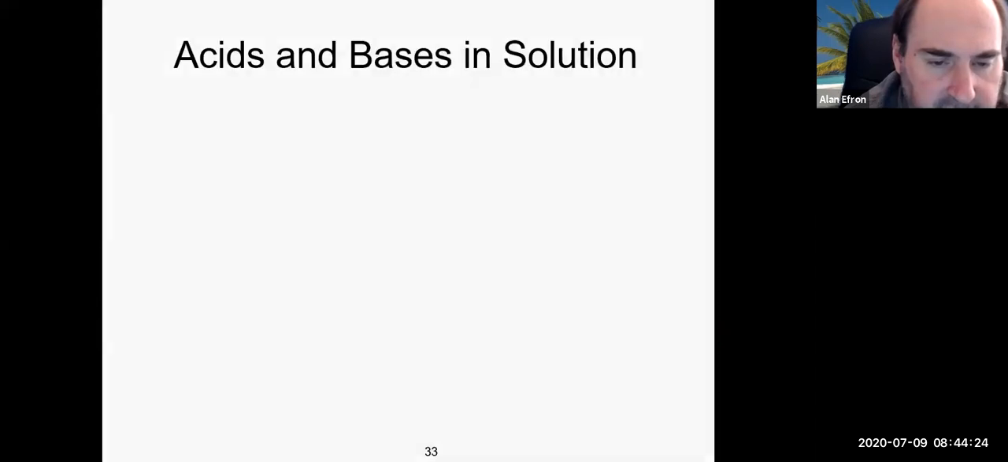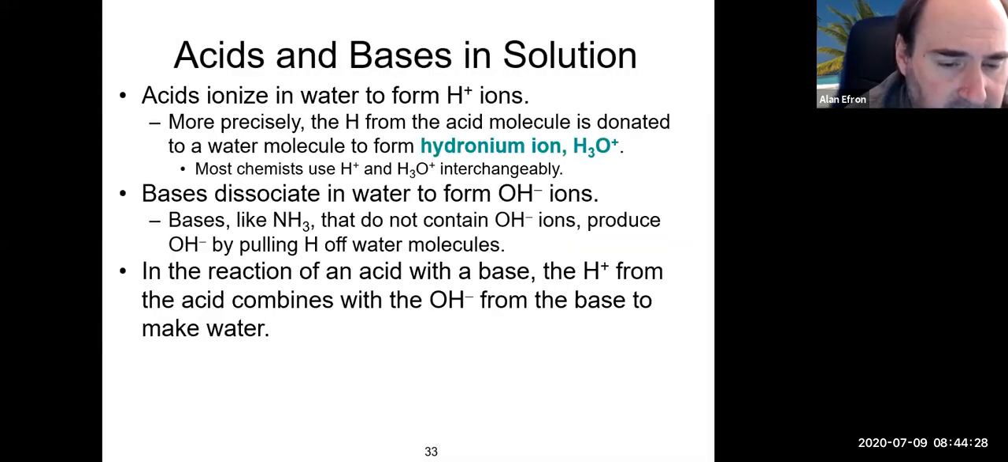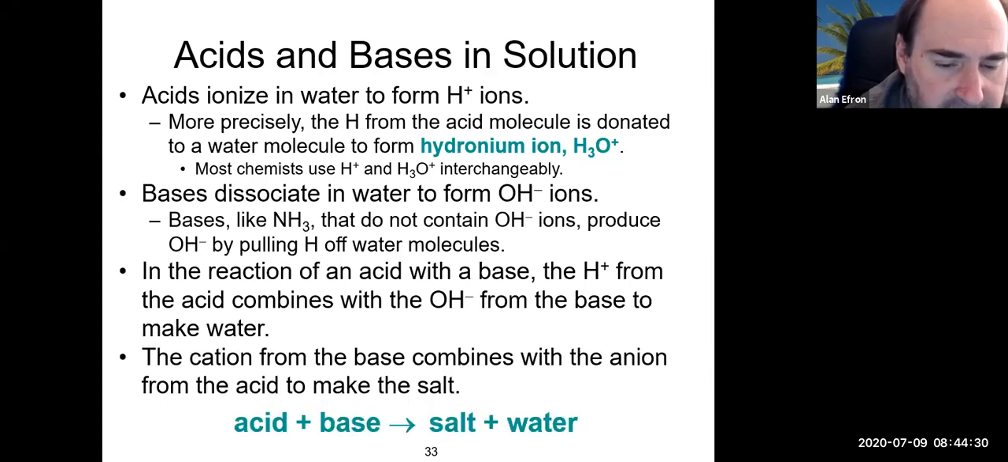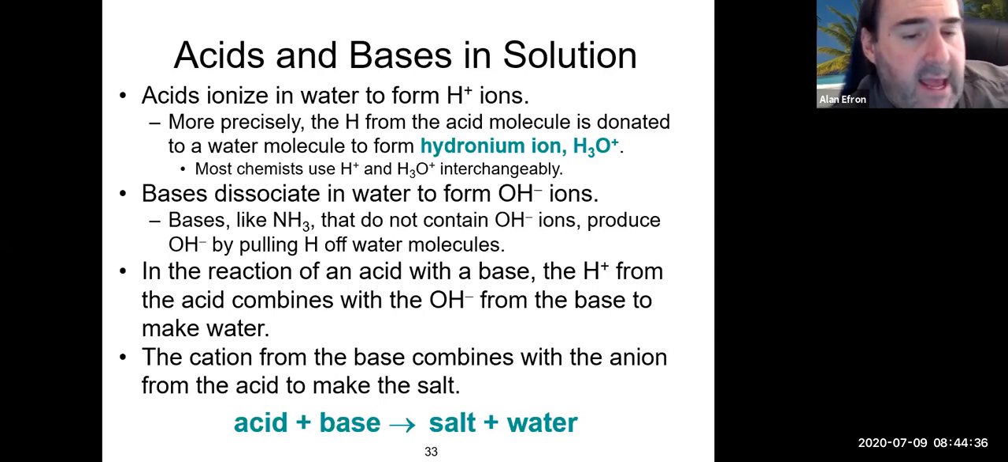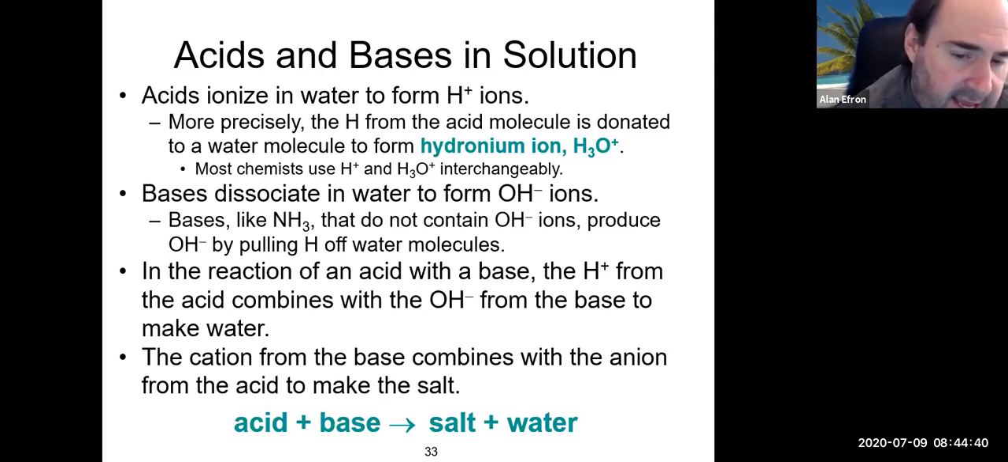Another important type of reaction, which most of the time is a double displacement reaction, is a reaction between an acid and a base. And let's talk a little bit about what an acid is. An acid is something that in water basically will be able to produce H+ ions. So those are hydrogen ions.